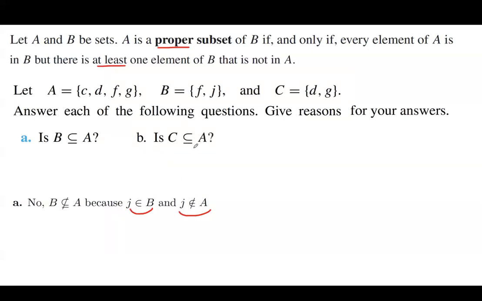Part B, is C a subset of A? Set C is here, D and G. Well, D is here and G is here as well. So the answer is yes, because every member of C lands in A. It means that C is a subset of A.